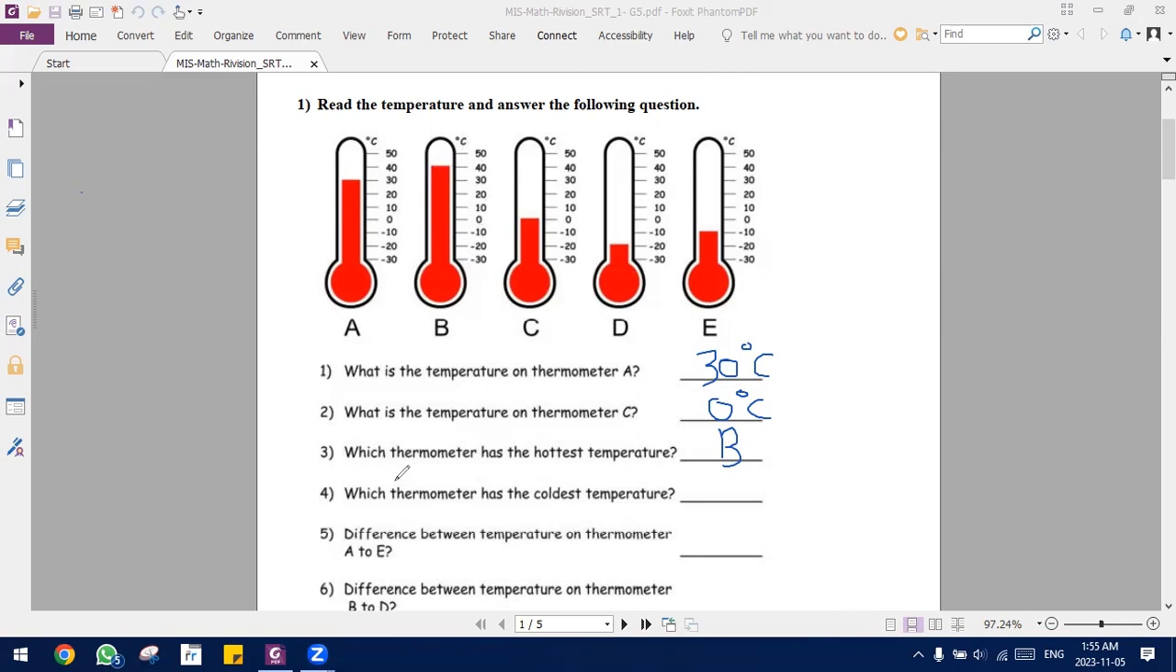Then, which temperature is the coldest one? The coldest means the lowest, the one that we have down. So it's that one, which is minus 20. So which one? It's D.